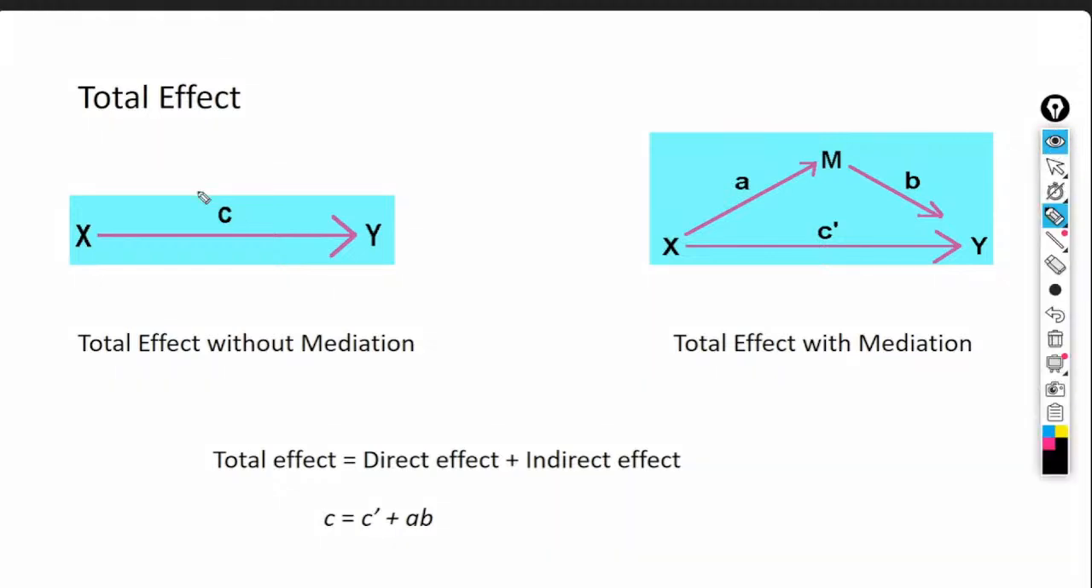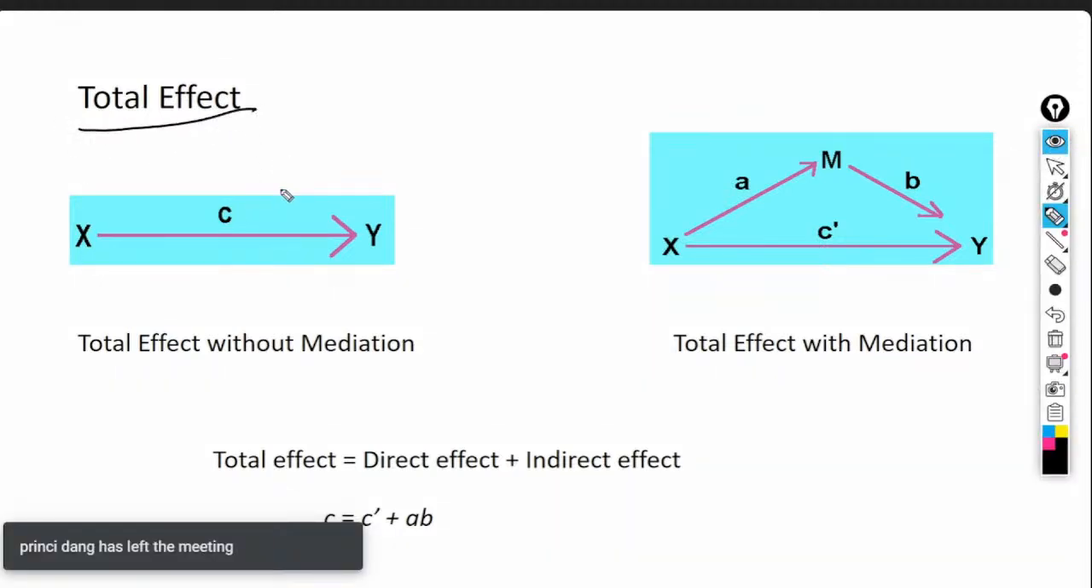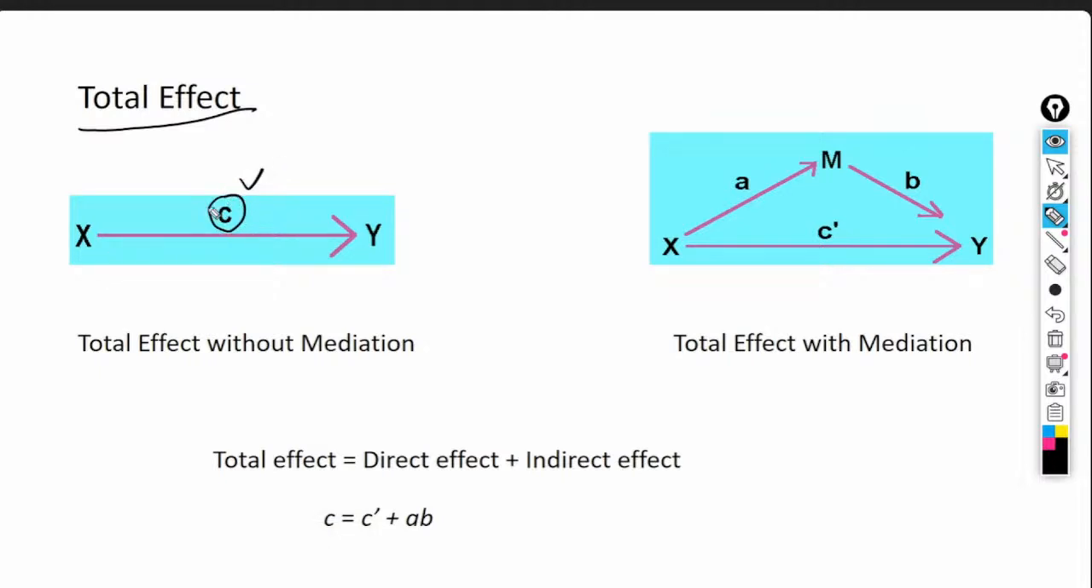Here there are two things. One is the total effect, when we are not considering the mediating variable. So C is the path coefficient. There is a relationship between X and Y, and it may be positive or negative. When we find the total effect without the mediating variable, this is our total effect. When we include the mediating variable, the total effect splits: this is the direct effect, and this one is the indirect effect.